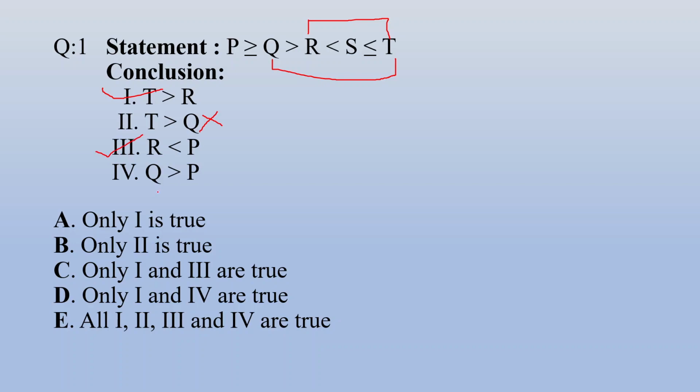Okay, now let's see conclusion number 4. Q is greater than P. You can see here P is greater than or equal to Q, which means this conclusion is also wrong. So our conclusion number 1 and conclusion number 3 are true. The other conclusions, 2 and 4, are wrong. So here our answer should be option number C: only 1 and 3 are true.